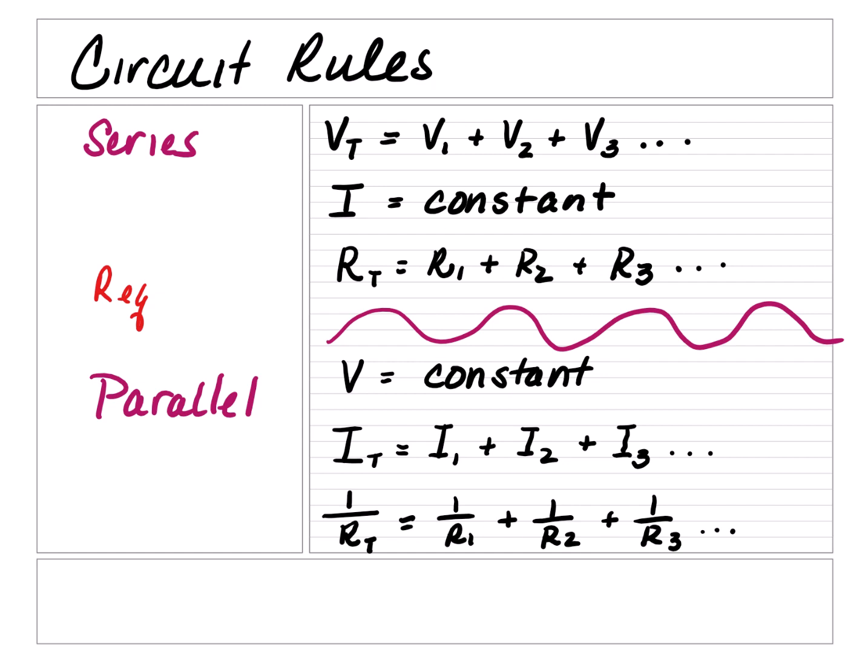The total resistance RT or REQ is given by 1 over RT equals 1 over R1 plus 1 over R2 plus 1 over R3. Therefore, the equivalent resistance is always less than any individual resistance.